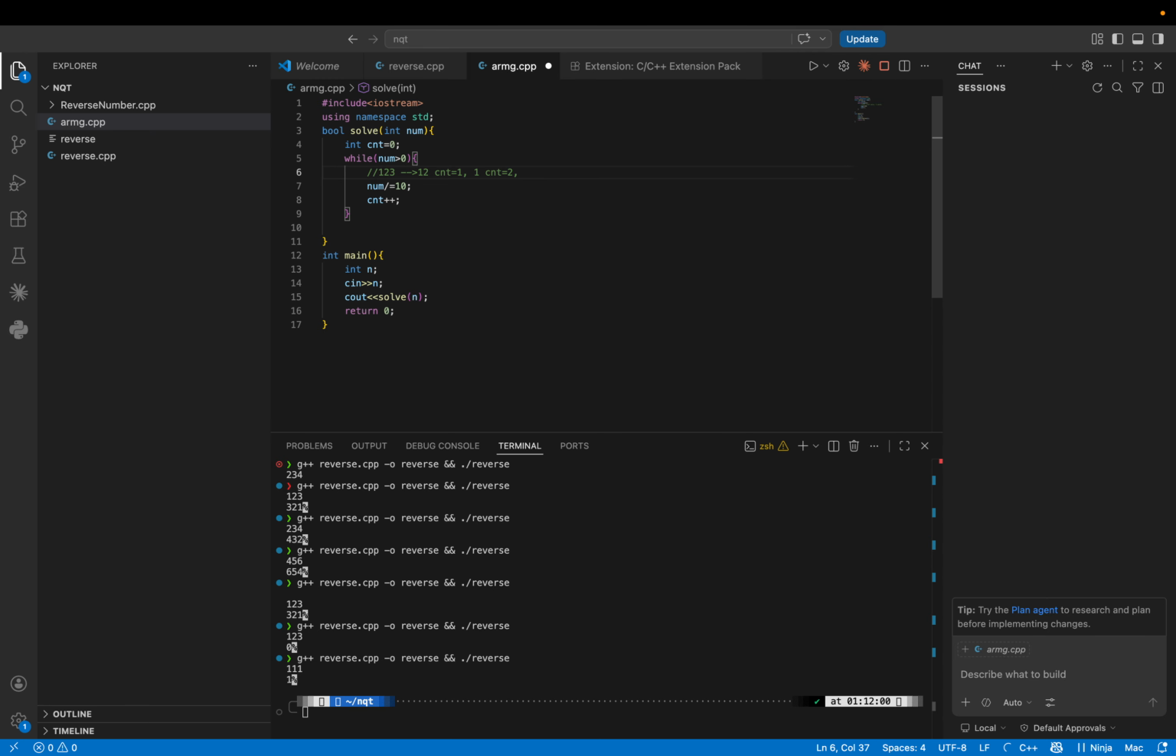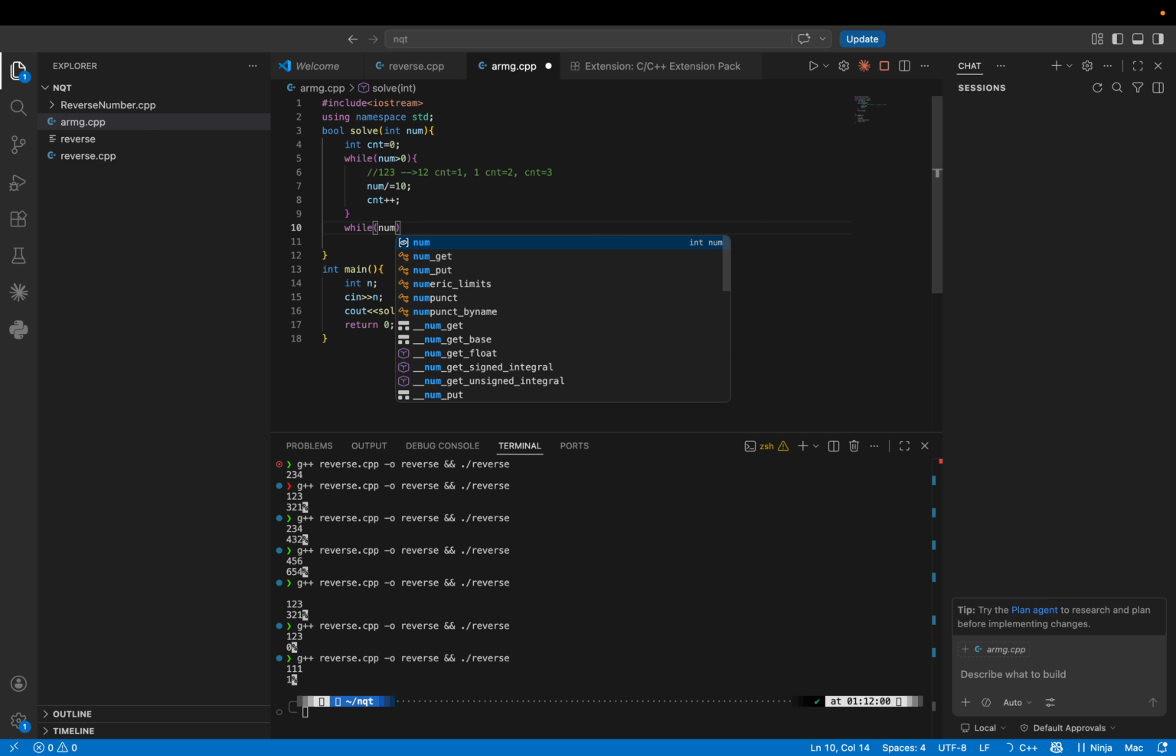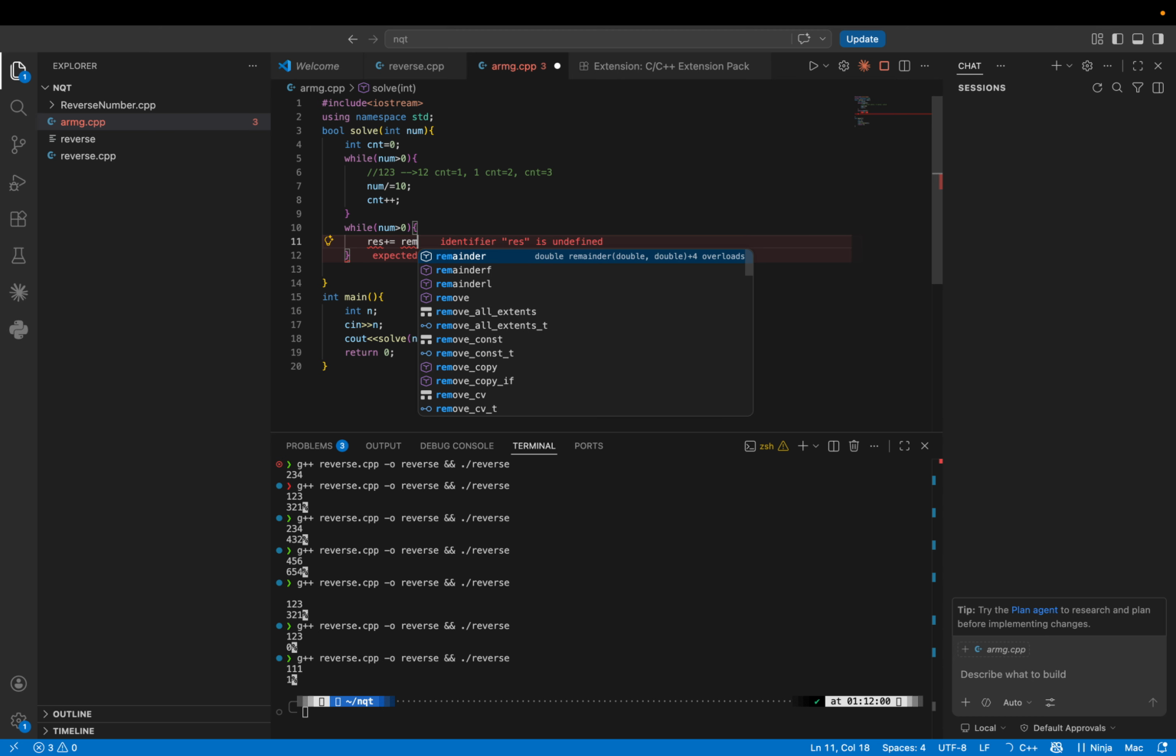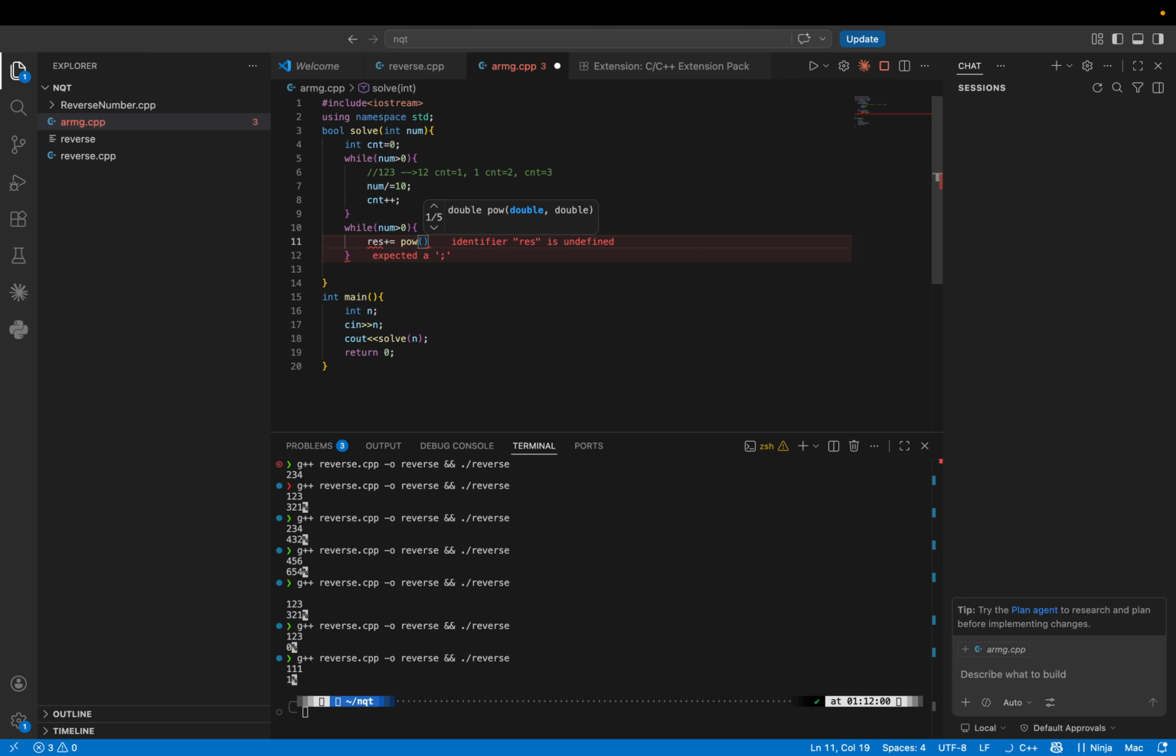The next time it is greater than 0, and if I divide 1 by 10, I'll get 1 remainder, so the count becomes 3. Okay, I got the count. Now till this is greater than 0, I will use int res outside. Res plus is equal to pow of remainder and count.